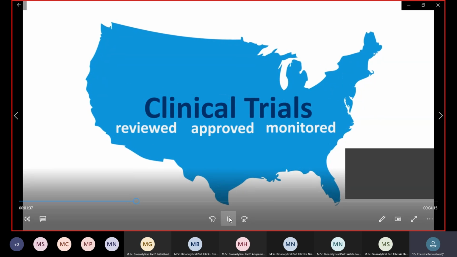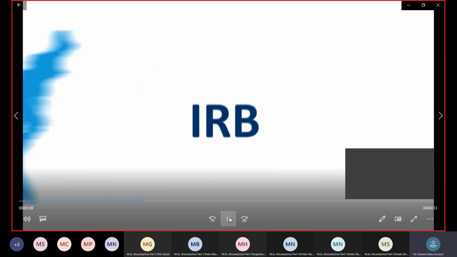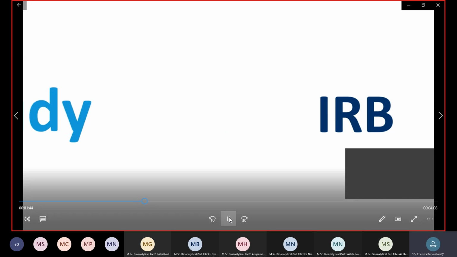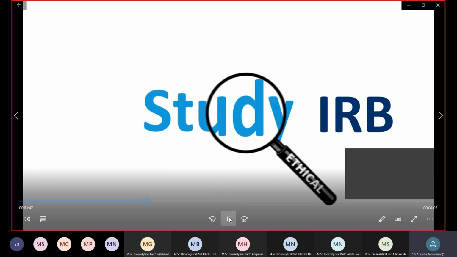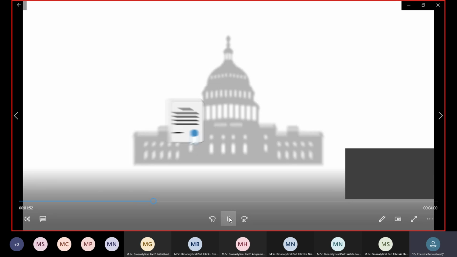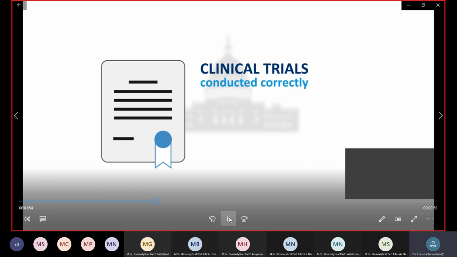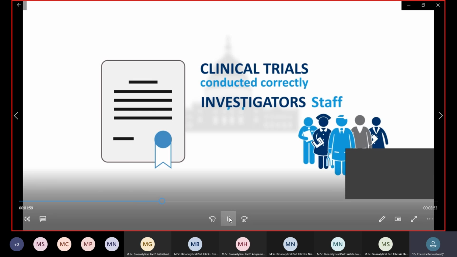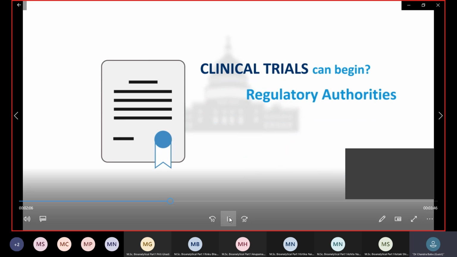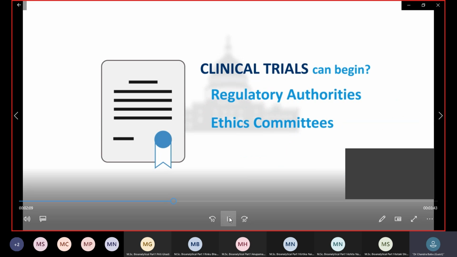Clinical trials in the U.S. are reviewed, approved, and monitored by an IRB. An IRB is an independent committee not associated with the company conducting the study. The IRB reviews the study to be sure it is ethical and that the rights of the participants are protected. The government has enacted laws to make sure clinical trials are conducted correctly. These laws also ensure that all investigators and their staff are fully qualified, licensed, trained, and certified to conduct the study. Clinical trials can only begin after the regulatory authorities and the ethics committees or IRBs have given approval.